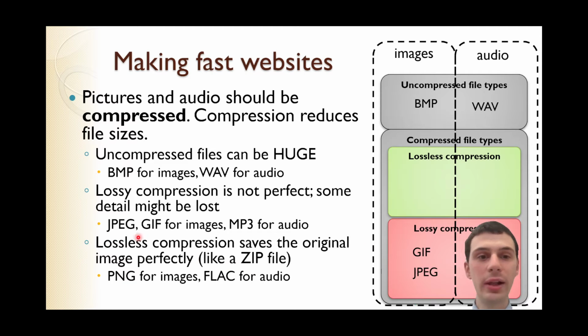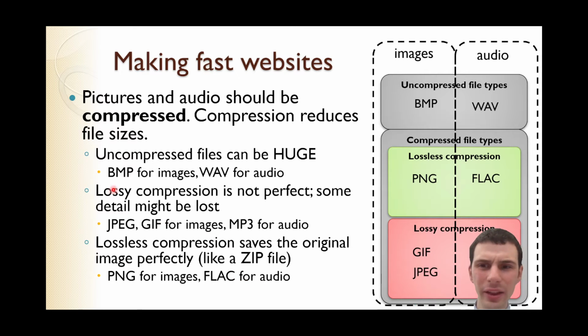So we also have lossless compression. And lossless compression saves the original perfectly. Kind of like a zip file saves the original perfectly. A zip file is an example of lossless compression. So for example, PNG is one form of lossless compression for images. And for audio, a FLAC file is common for people that demand the very highest audio quality because it is lossless. You keep the original perfectly.